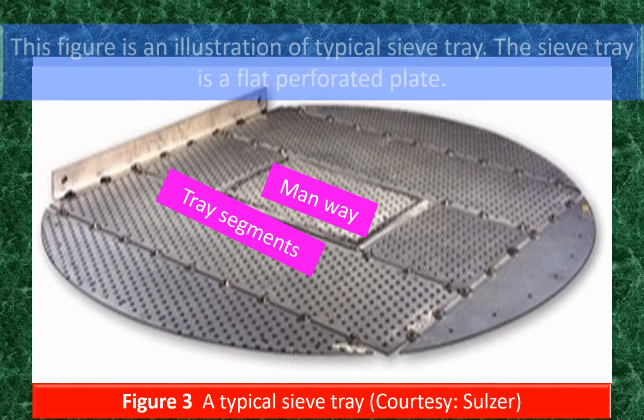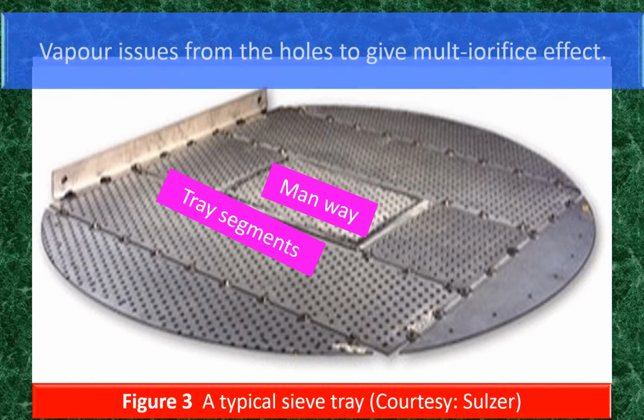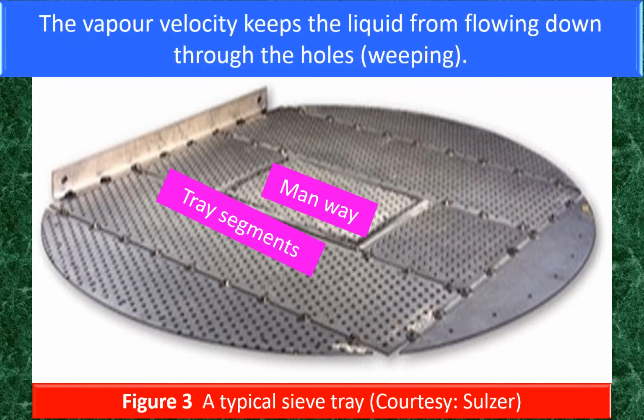This figure is an illustration of a typical sieve tray. The sieve tray is a flat perforated plate. Vapor issues from the holes to give multi-orifice effect. The vapor velocity keeps the liquid from flowing down through the holes.